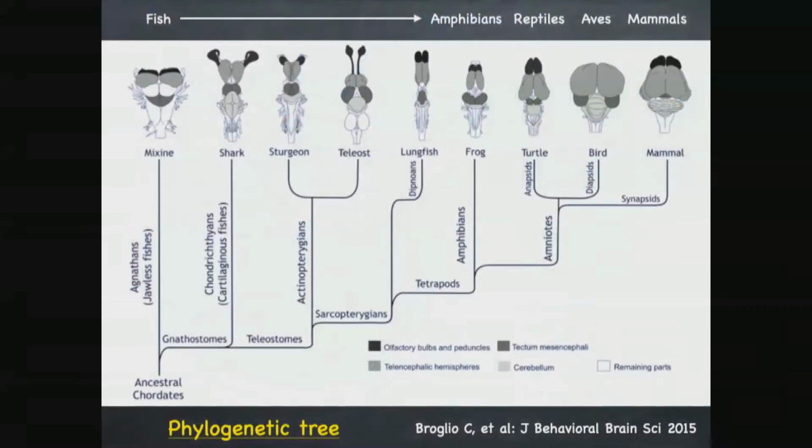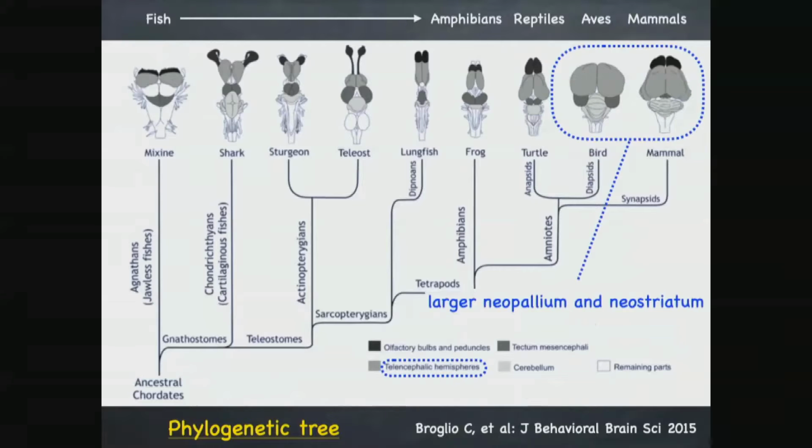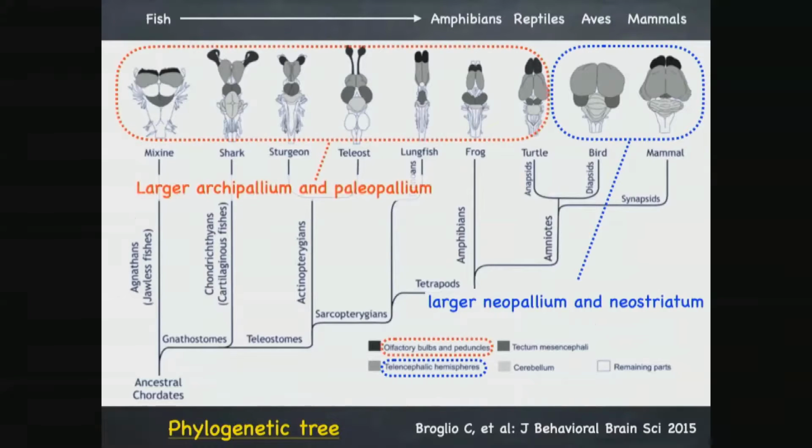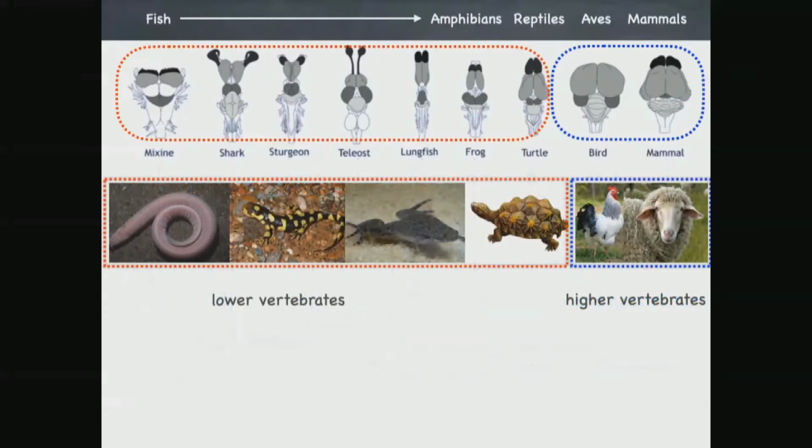This is the phylogenetic tree. If you focus on the telencephalic structures, you will find the large neopallium and neostriatum in birds and mammals. And also, if you focus on the olfactory bulbs, there is a larger archipallium or paleopallium found in fish, amphibians, and reptiles. So in my presentation, I'd like to divide the vertebrates into two groups, lower vertebrates and higher vertebrates.